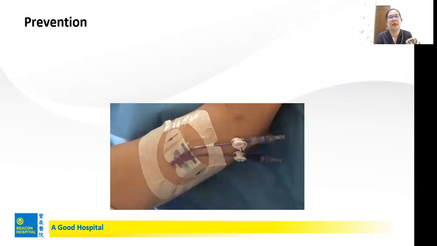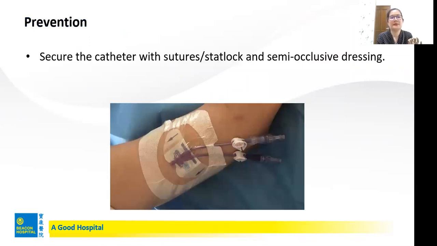Prevention: secure the catheter with suture. Okay, but if the suture is no longer there, then please replace it with a StatLock, and also add a semi-occlusive dressing. So all this is for better securing of your PICC.